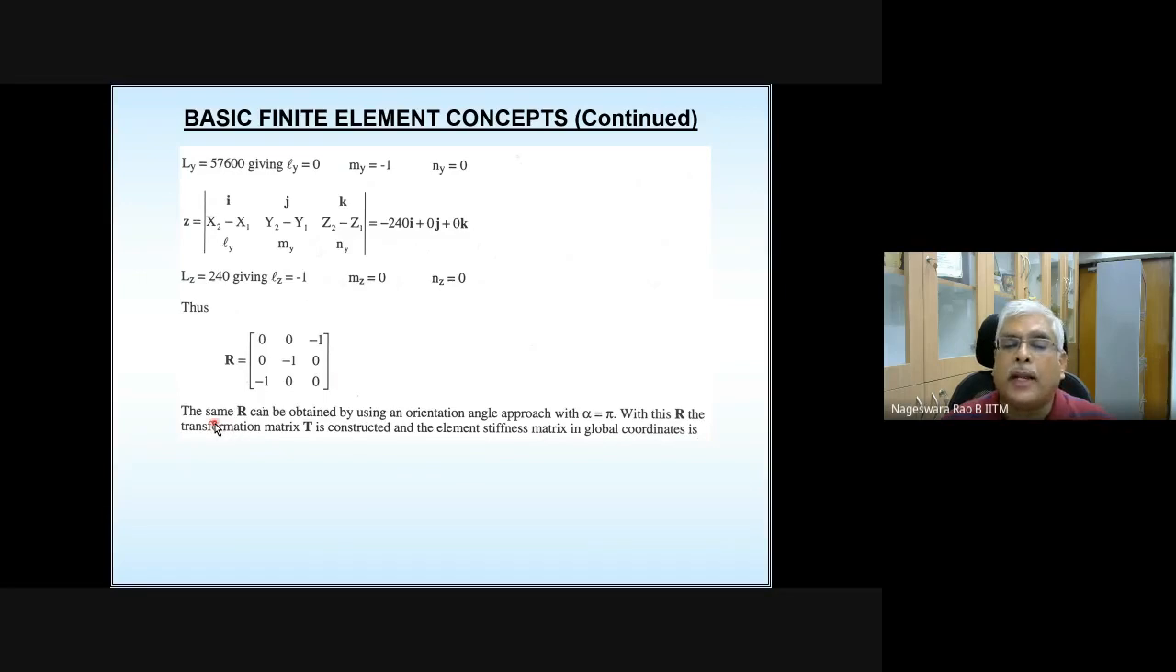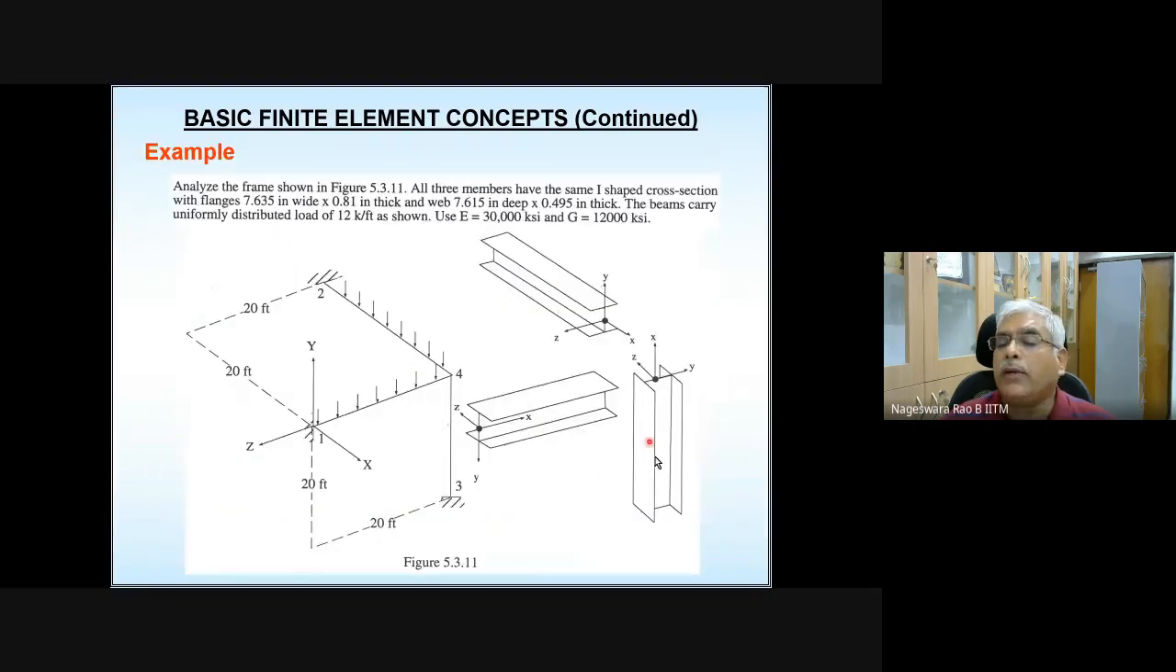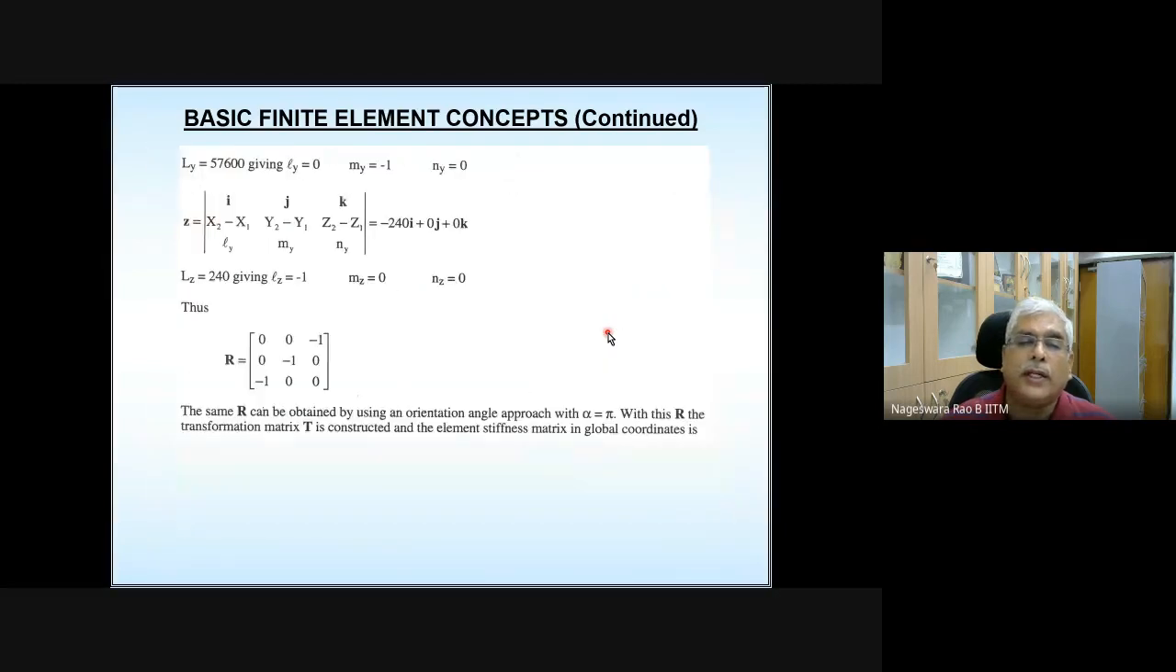And here it is explained. The same R can be applied using the orientation angle approach with alpha equal to pi. So you can cross check that. That's additional information. You need to repeat this kind of exercise for each of these elements, for element 2 and element 3. The idea of choosing the third node is to identify the unit vector lying along each of the local coordinate axes. So you need to repeat that kind of exercise for all the elements.